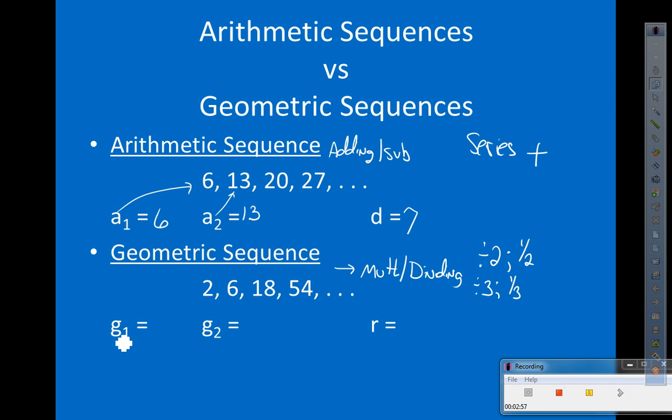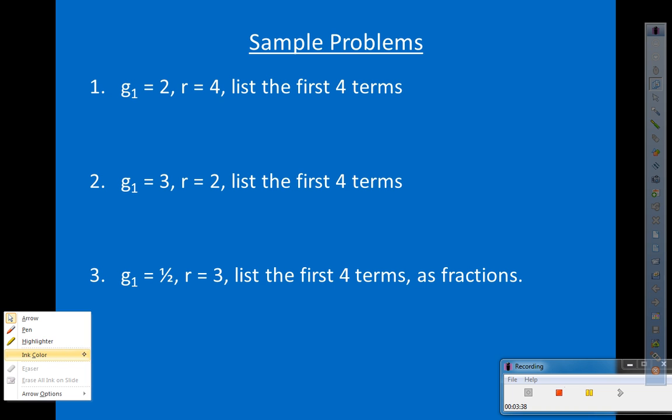Terminology is a lot the same. I use G for geometric, so G sub 1 is still 2. G sub 2 is still 6. Whatever you're multiplying by is what our R is. R stands for ratio. So in this case, to go from 2 to 6, 6 to 18, my ratio is 3. If you ever can't see the ratio, you could always find it by going the second term divided by the first term. Now, you don't need to write down these examples on this slide, but just some easy things.